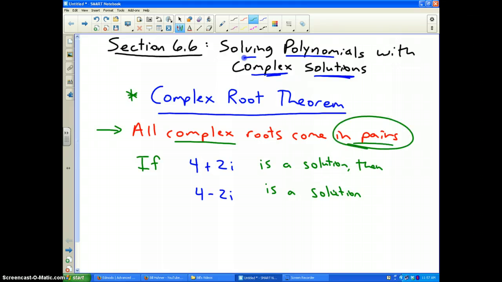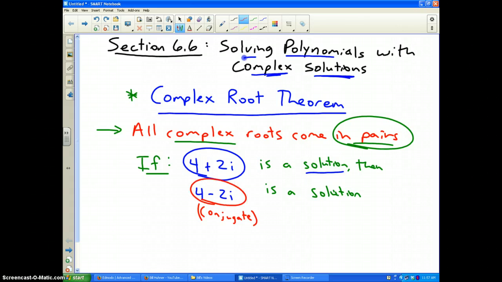In pairs. So therefore, if you have a problem that you solve and you know that 4 plus 2i is a solution, then its conjugate, 4 minus 2i, is also a solution to this problem. They come in pairs. Remember that. They're in pairs.